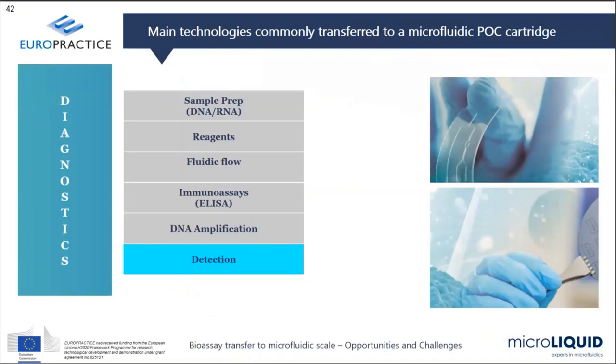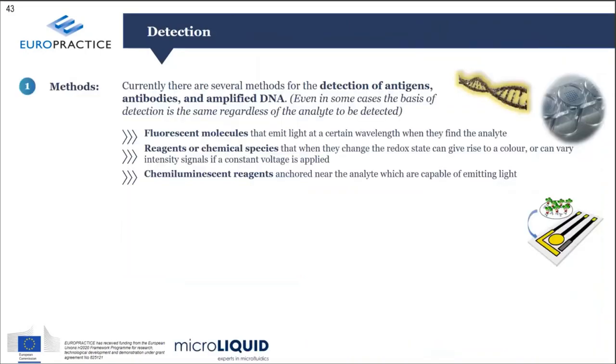And that goes to the final stage of the microassay, which is the detection. So there are many different ways of performing detection. The detection is just a way to integrate a transducer. We have performed the detection of something, and we want to carry a signal which is easily read by a point of care system.